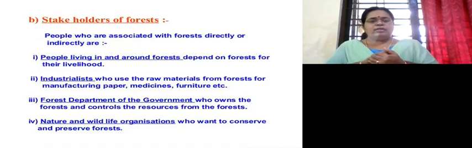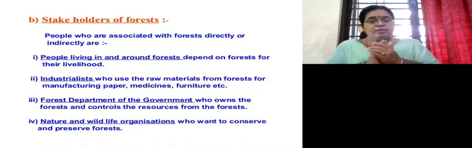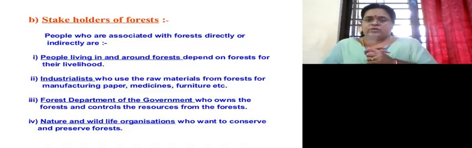The third stakeholder is the forest department of the government, who are owning the forest and who are controlling the resources, because for them revenue is very important. They are depending on the revenue that they get from the forest. And the fourth one is the nature and wildlife lovers. You know, they love nature. They want to maintain the balance of nature. They want to conserve nature in the pure form, and they want to preserve the forest. So they are our fourth stakeholder.